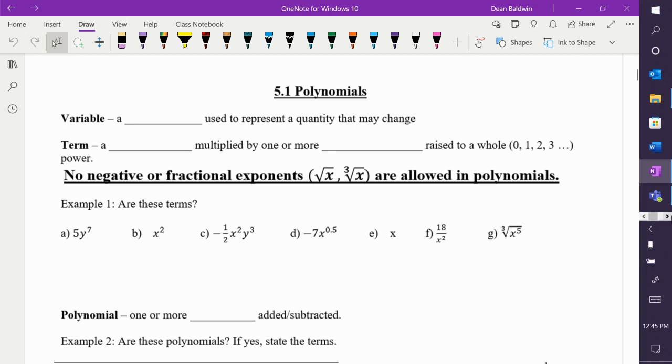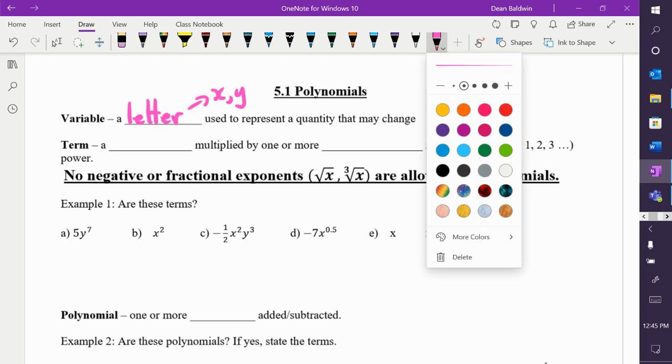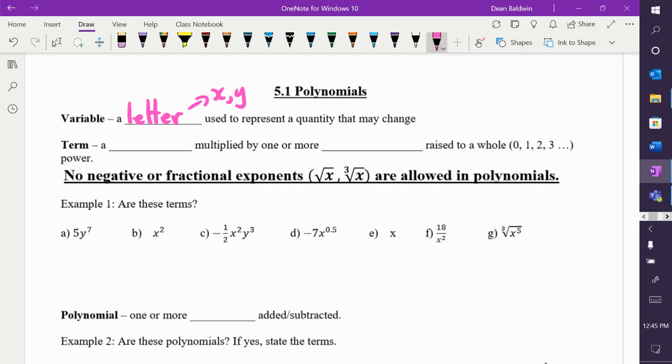So a variable. What is a variable in math? It's usually a letter that's used to represent something that may be in the equation. That's it. It's just a letter. That's all a variable is. A lot of the time it's X or Y, but it doesn't have to be. A letter.